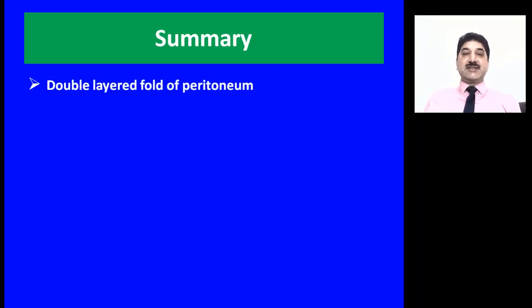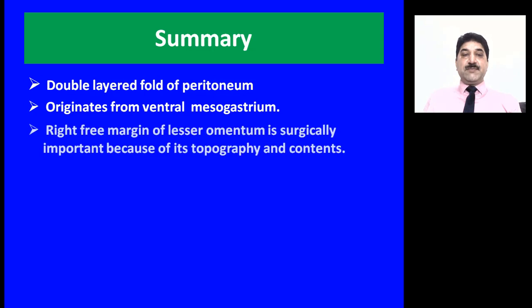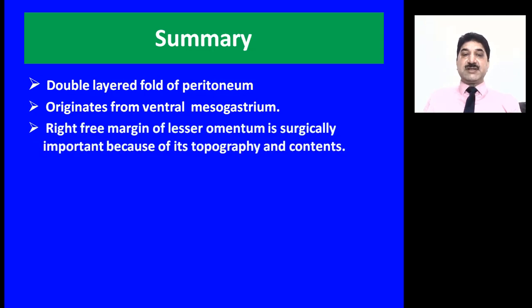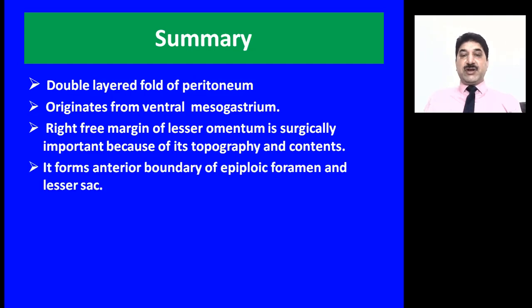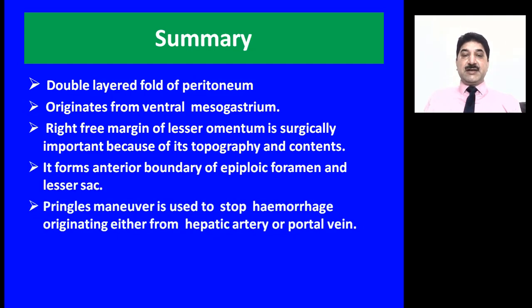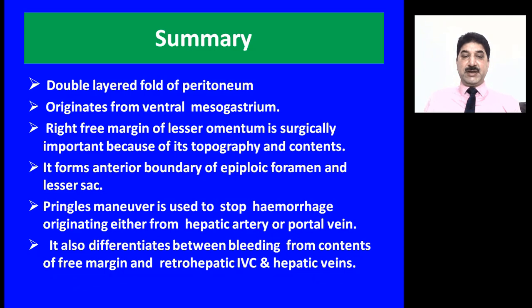I want to summarize my lecture. Lesser omentum is a double-layered fold of peritoneum. It originates from ventral mesogastrium. Right free margin of lesser omentum is surgically important because of its topography and contents. It forms anterior boundary of epiploic foramen and lesser sac. Pringle's maneuver is used to stop hemorrhage originating either from hepatic artery or portal vein. Pringle's maneuver also differentiates between bleeding from contents of free margin and retrohepatic inferior vena cava and hepatic veins.